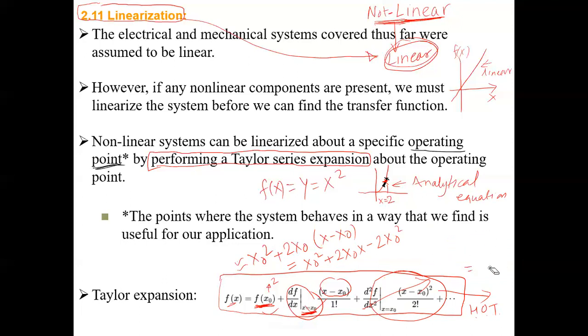So how do you simplify it? 2x0x minus x0 squared, right? So what is your df over dx calculated at? Looks like you guys are lost here. Help me, please. I'm bored. Sorry, where did you get the minus 2x0 squared? I thought you said ignore higher order terms.